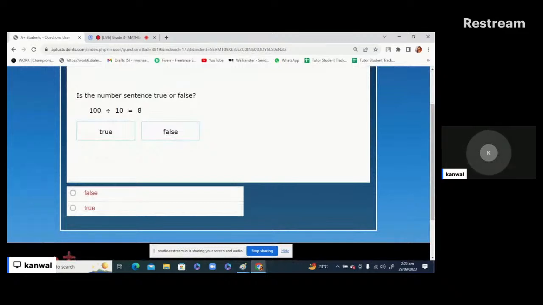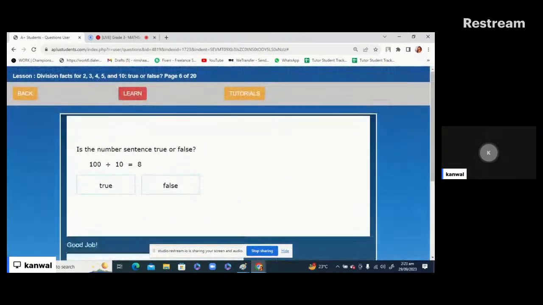Is the number sentence true or false? 100 divided by 10 is equal to 8. Anyone answer this question? Is this true or false? You answer that question. 100 divided by 10 is equal to 8. Yeah, good. It's false, because 10 times 10 is 100. So that is false. No, it's not true. It's false. Okay.